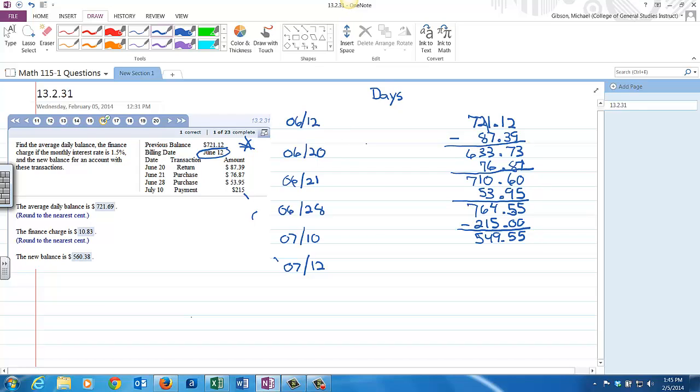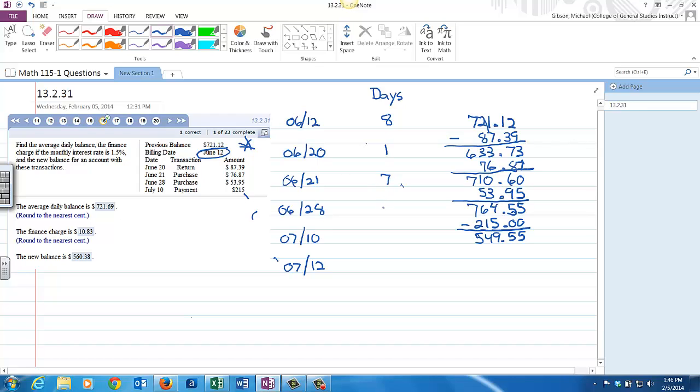Now, in order to figure this out, we're going to need to know how many days each balance was in effect. So this first one started on June 12th, and nothing happened until the 20th. The 20th minus the 12th is 8 days, so that one was in effect for 8 days. The next balance is only in effect from the 20th to the 21st. The 21st minus 20 is 1 day. The next one is until the 28th, and 28 minus 21 is 7 days.